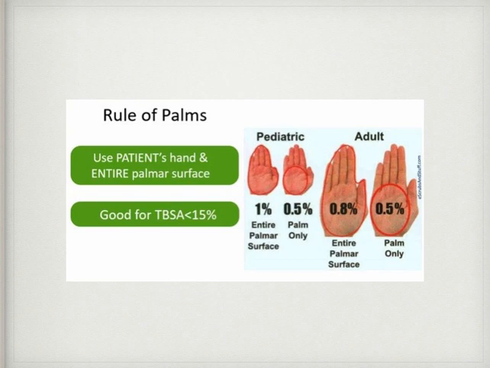So if they had a burn on their leg, if you took the average of a palm or their hand, that would be 1%. They say 0.8, but literally it'd be 1%. If it's half the palm or only the base of the palm, you would say that's 0.5%. So if they had burns that were kind of separated all over the body, you could use this as a method to determine burns. Or sometimes they'll use it for burns that are less than 15%.